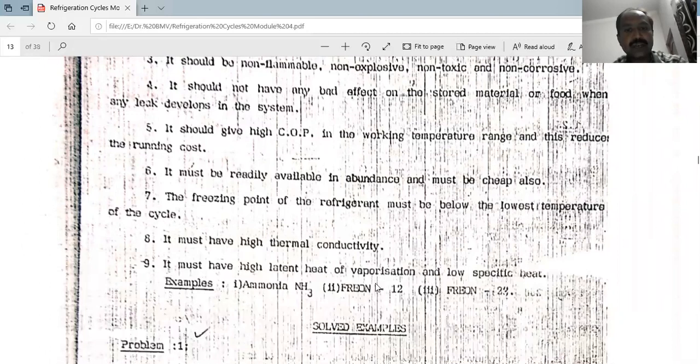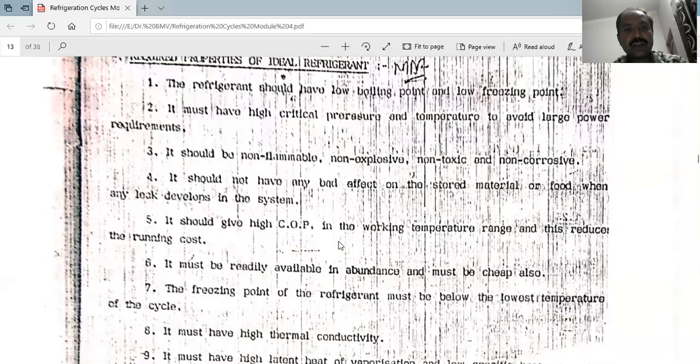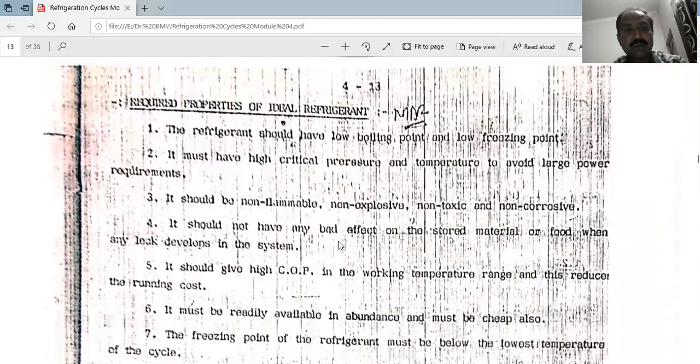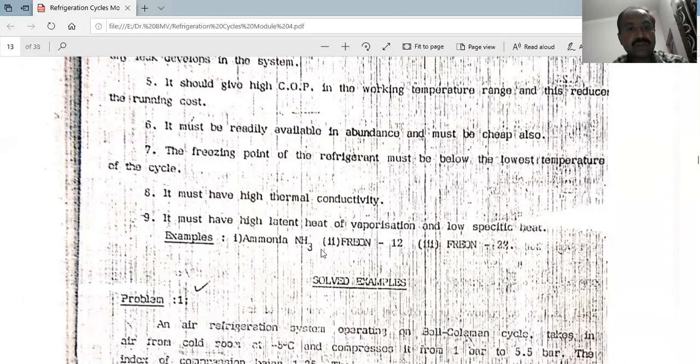Low specific heat. Here, different refrigerants are there: ammonia, Freon 12, Freon 23, Freon 22, like that. We use different refrigerants in different applications. This is all about the theory aspects of the vapor refrigeration system.